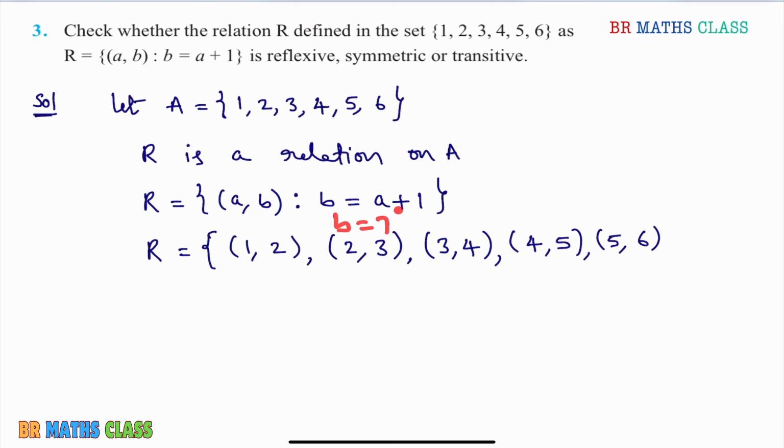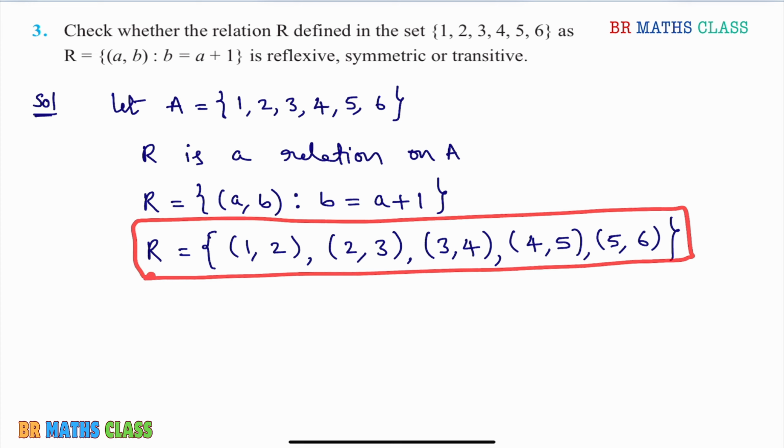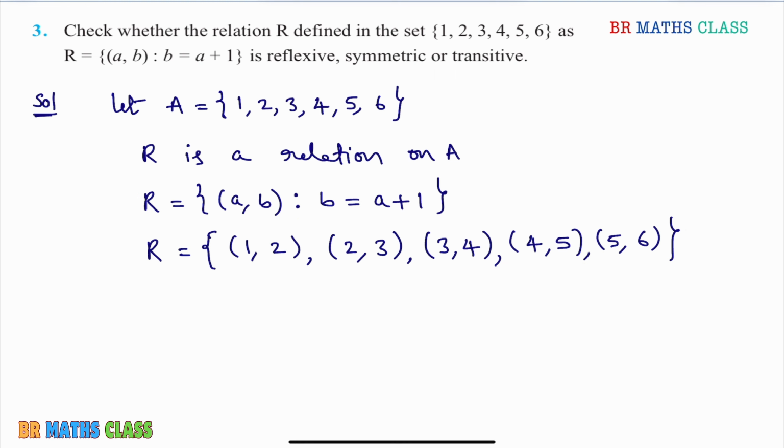But a and b both must belong to this set. As 7 is not in this set, the ordered pair (6, 7) does not belong to this relation. I hope you are understanding. In place of a, if I take 6, b will become 7. So (6, 7) does not belong to this relation. So finally, I have written the given relation in roster method. Actually, this was in set builder method. Now we have written it in roster method. Now it is easy for us to check reflexive, symmetric, transitive.